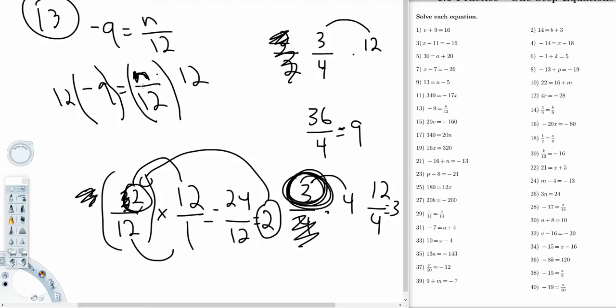So getting back to our problem up here, 12 times minus 9 equals 108, I'm guessing. Minus 108 equals n, right? Because these two cancel. So your answer is going to be whatever's on this side. And if that wasn't confusing enough, we'll do more.